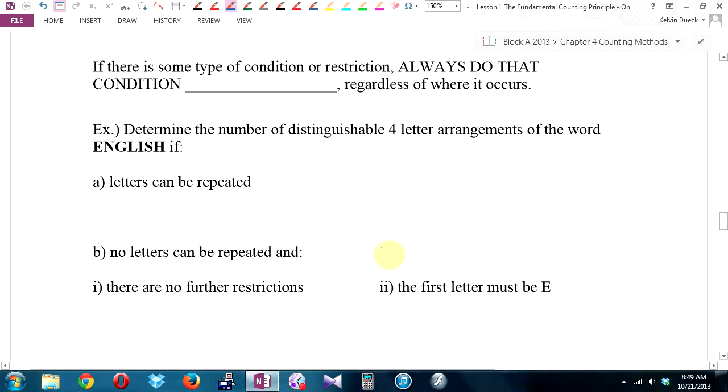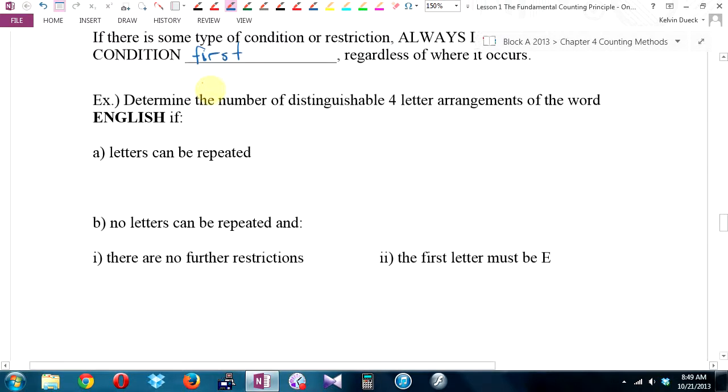Sometimes they'll give you some kind of a condition or a restriction. When they give you a condition or a restriction, you always do that condition first, regardless of where it occurs when you draw the blanks. So you may draw the blanks, and Ellen, they may be talking about the last number, or do it first anyways. I'll show you what I mean.